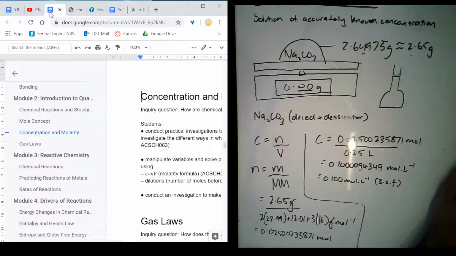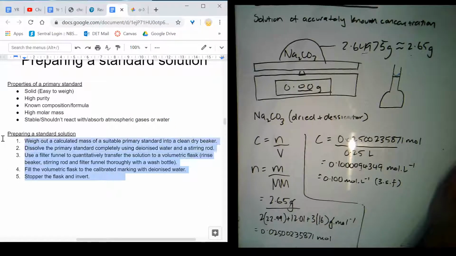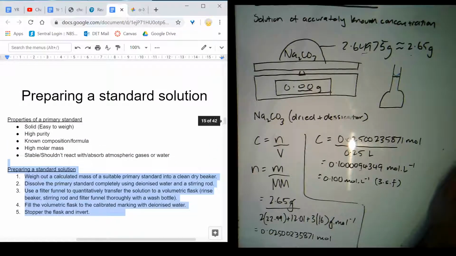So just make sure you read through here, preparing a standard solution. That's what we just talked through there. This is what you need to know, and it's in the exemplar document.